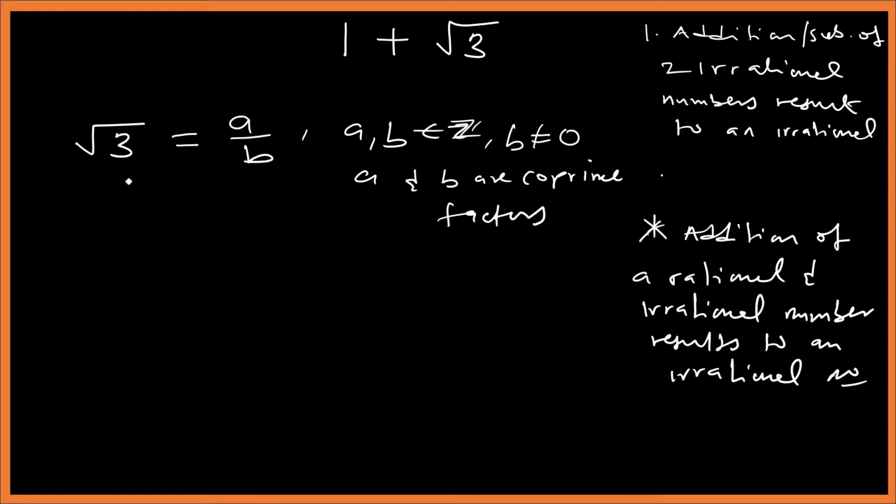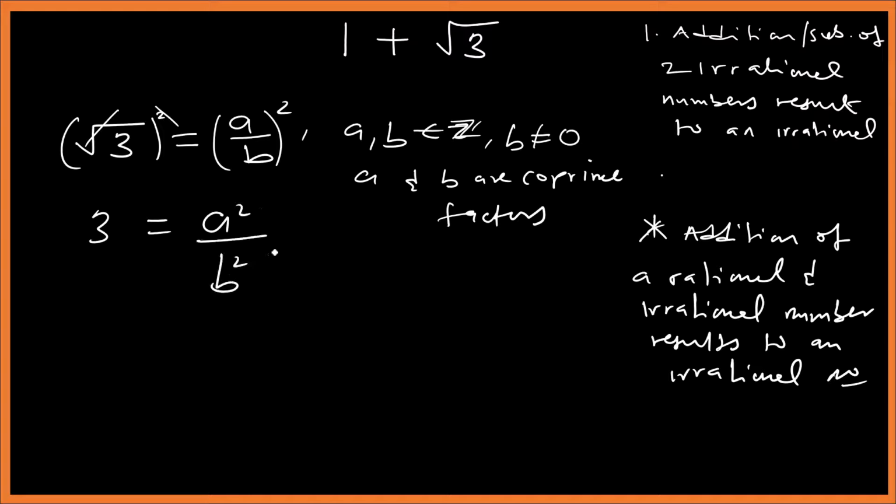So step 1, I'll square both sides to get rid of the root sign. This one will cancel this, so we'll have a 3 here, and we have a squared over b squared. All right, so let's make this side over 1. So my a squared is the same as 3b squared.